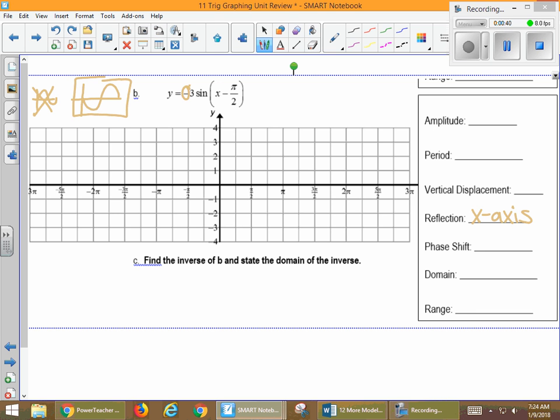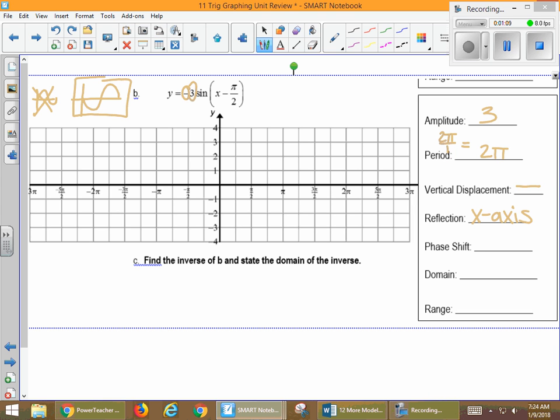The 3 out front is going to give us an amplitude of 3. It's a vertical stretch by 3 if we're thinking transformation rules. I don't have a number in front of x, so the period is 2 pi. There's no change to the period of the function. If you are in the habit of always doing 2 pi divided by the number in front of x, here your number in front of x is just 1. No vertical displacement because we don't have any numbers out front.